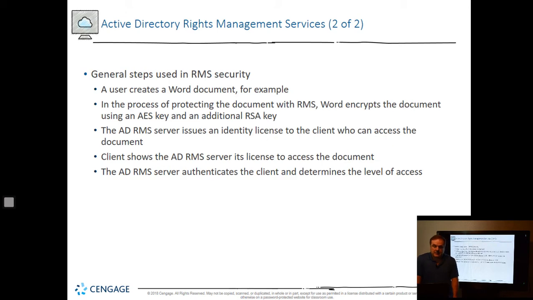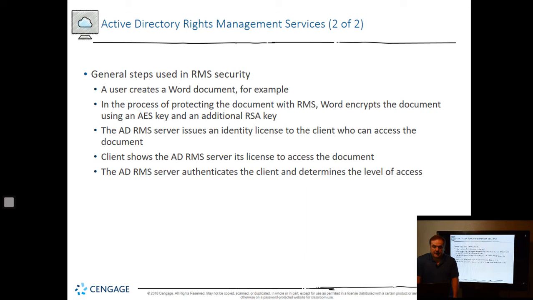General steps used in rights management security. A user creates a Word document. So let's just use that as an example. In the process of protecting the document with RMS, Word encrypts the document using an AES encryption key and an additional RSA key. So this thing is really encrypted well.